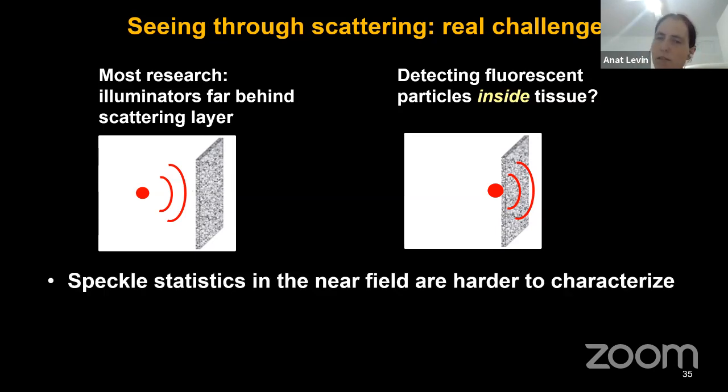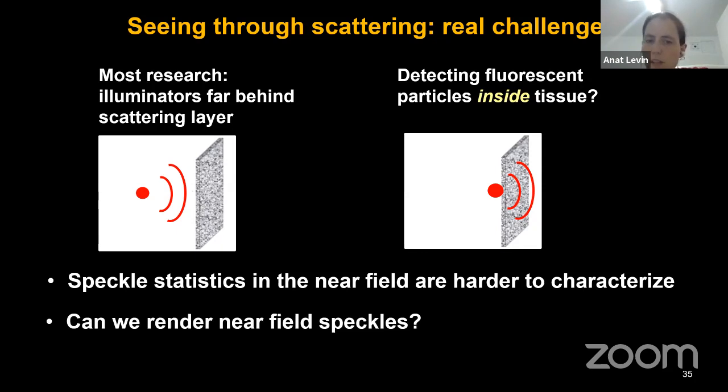For the far field, it's a bit easier to understand what's going on because we have some analytical results based on, for example, the diffusion approximation, but for the memory effect in the near field, it's a bit harder to understand. What we are hoping to do is also to be able to render the statistics in the near field. Therefore, maybe we'll understand new things about correlation in the near field, and be able to adapt this amazing algorithm to work also in the near field.